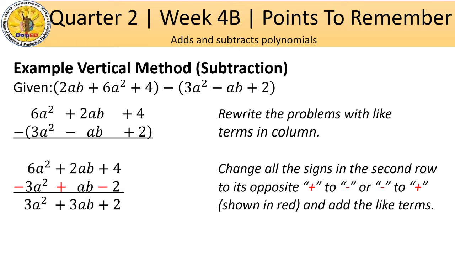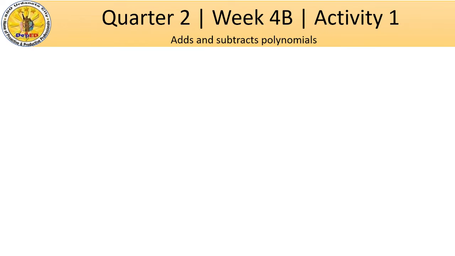Then, we add the like terms. So 6a to the second power minus 3a to the second power, we have 3a to the second power. Then 2ab plus ab, we have 3ab. 4 minus 2, we have positive 2. So the answer to the expression is 3a to the second power plus 3ab plus 2. Okay, off to our first activity.